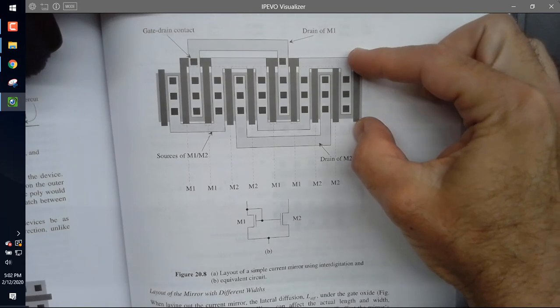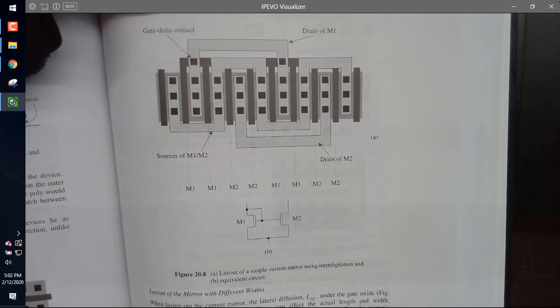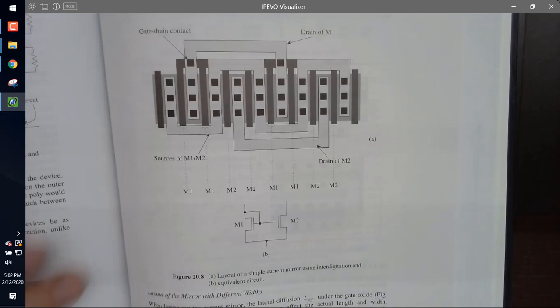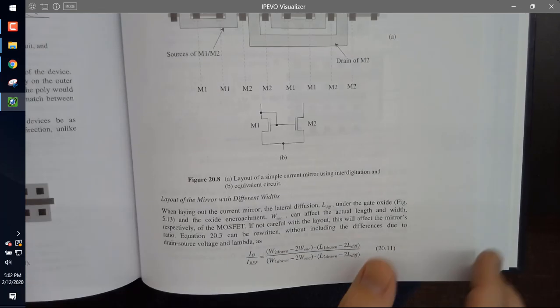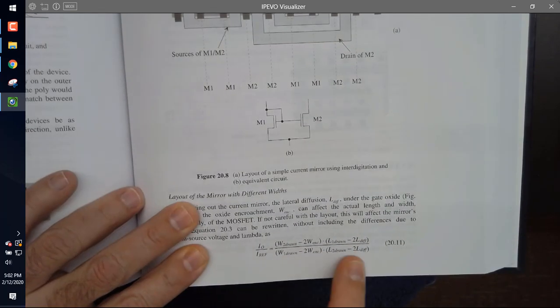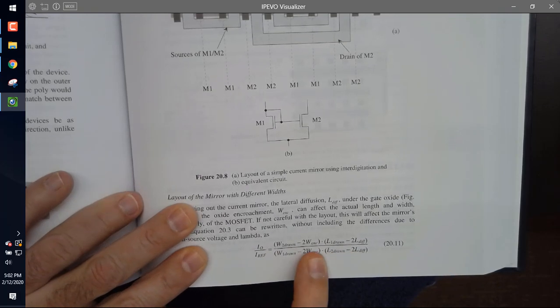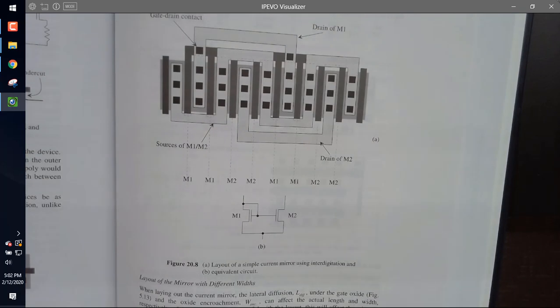So once you've done that, that's the layout, assuming you're using all the same size devices. The next important thing for matching is the drain to source voltage. You want to keep those drain to source voltages the same, okay? Then, assuming we're using the same size device, these differences in the lengths or the widths all go away.